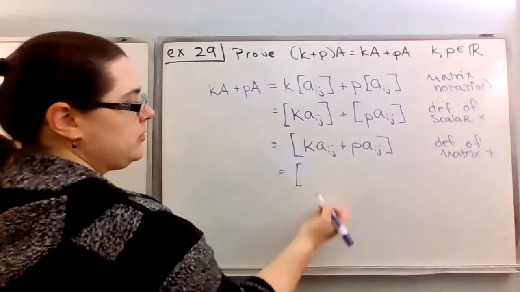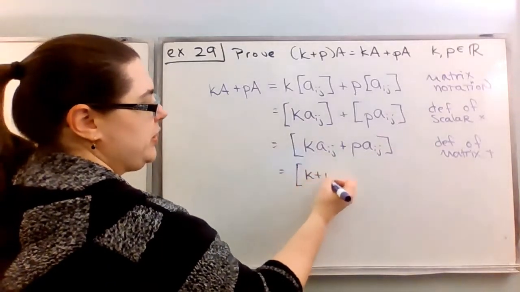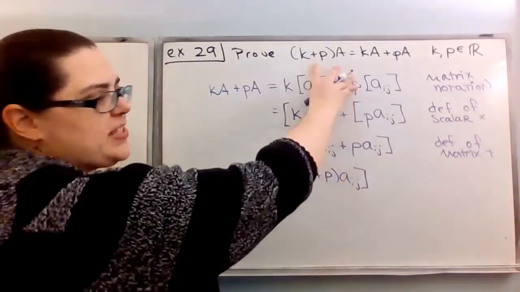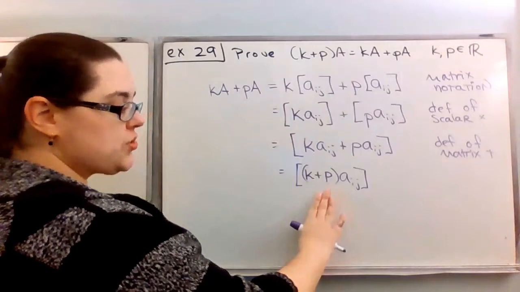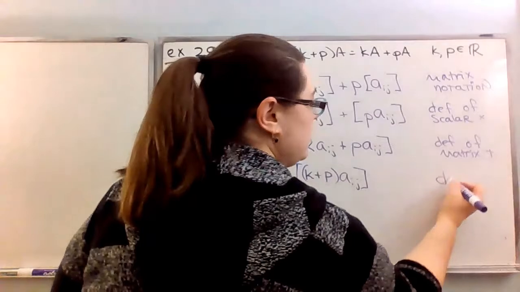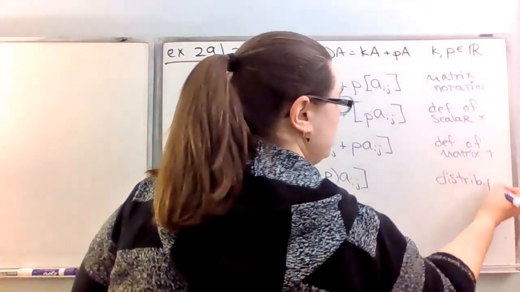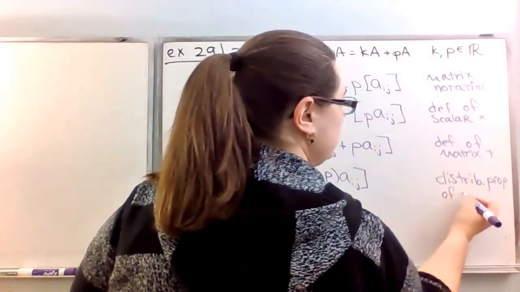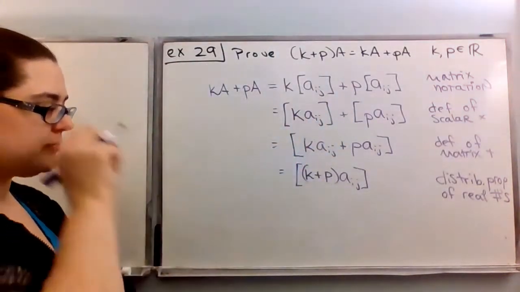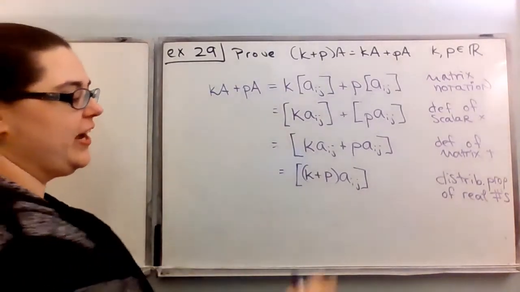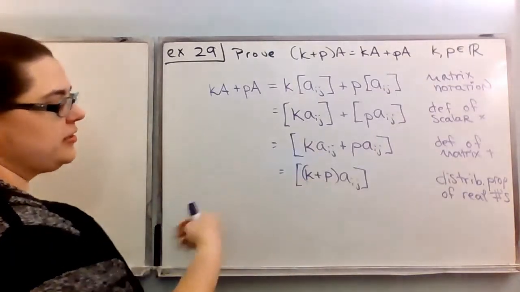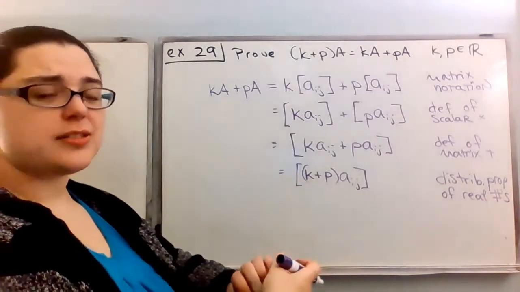So we get K plus P, and I'm going to choose to factor the Aij out on the right-hand side, just because that's how this is expressed here. So this is because of the distributive property of real numbers. Now we have this thing times the Aij, which is really just something times Aij inside the matrix.